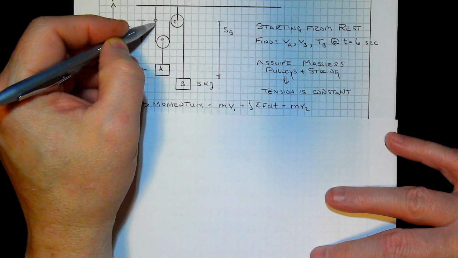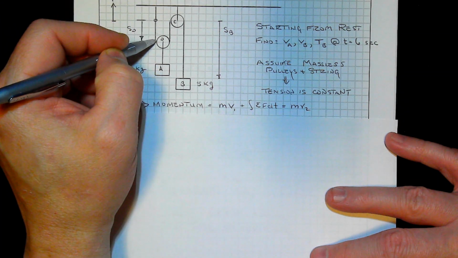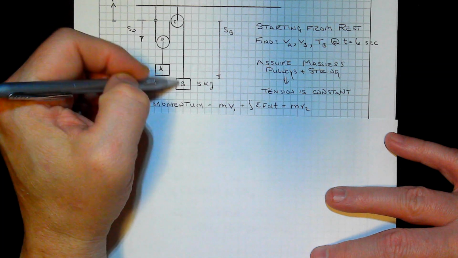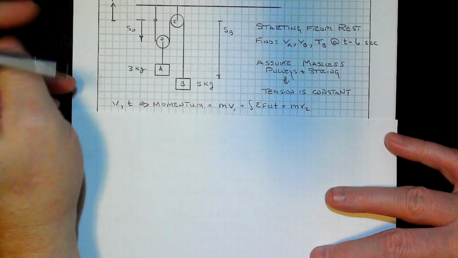So we have this rope that comes down, goes over pulley D, comes up to pulley C, around it, and then hangs down to mass B.